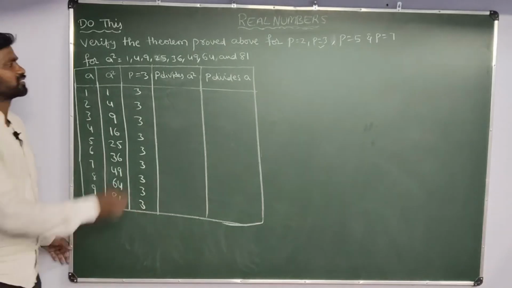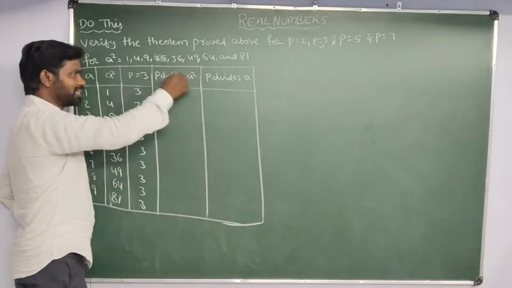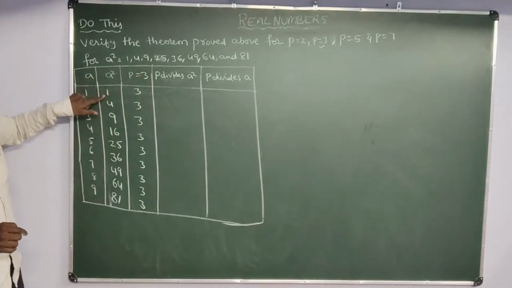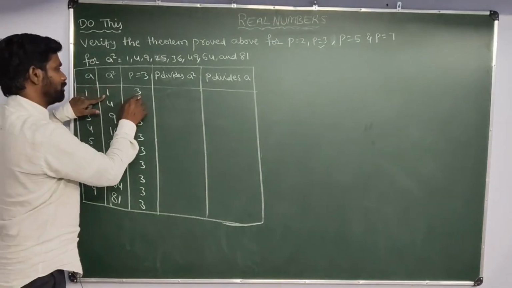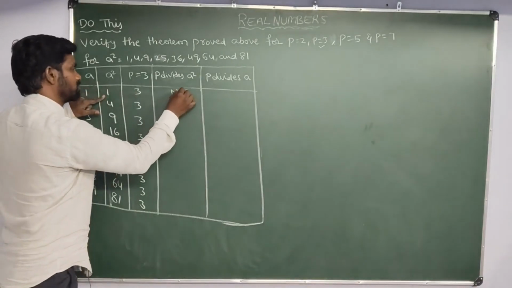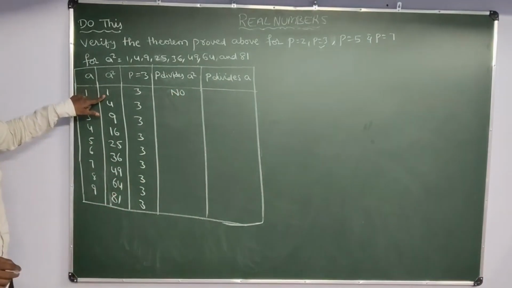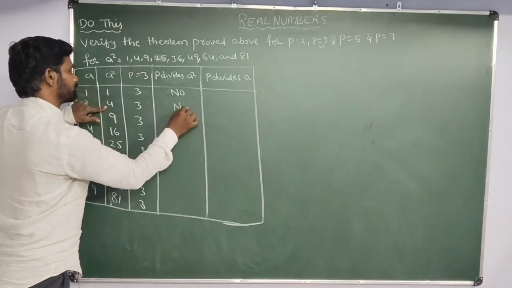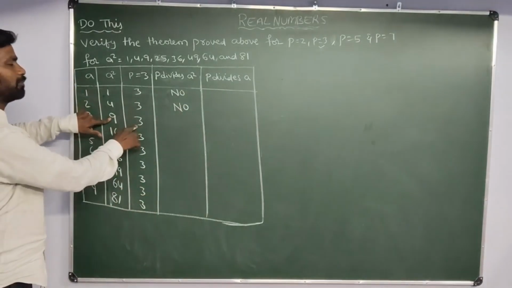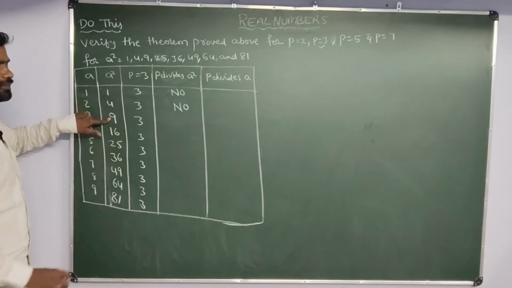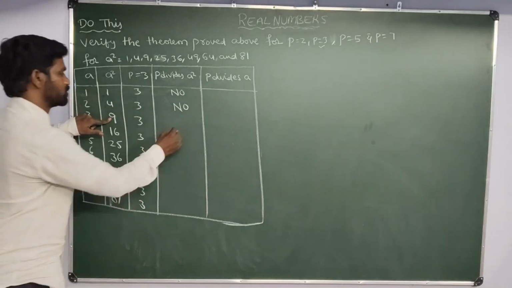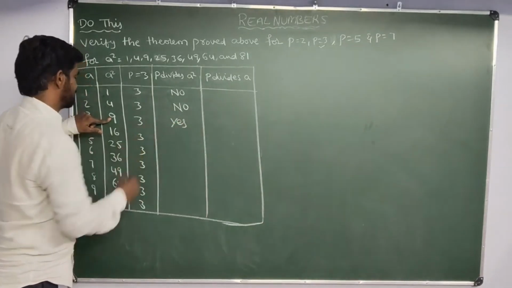Okay. Next, p divides a square. Whether a square is divided by 3 or not, we have to check. So what is a square here? 1. Is 1 divided by 3? No, 1 is not divided by 3, or 3 does not divide 1. Is 4 divided by 3? No. Is 9 divided by 3? Yes, 9 divided by 3, or 3 divides 9. So if it divides, you write yes.